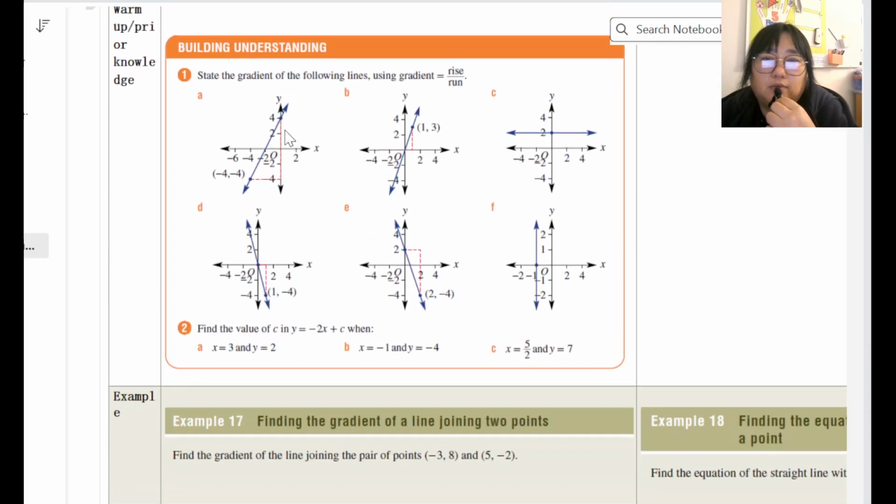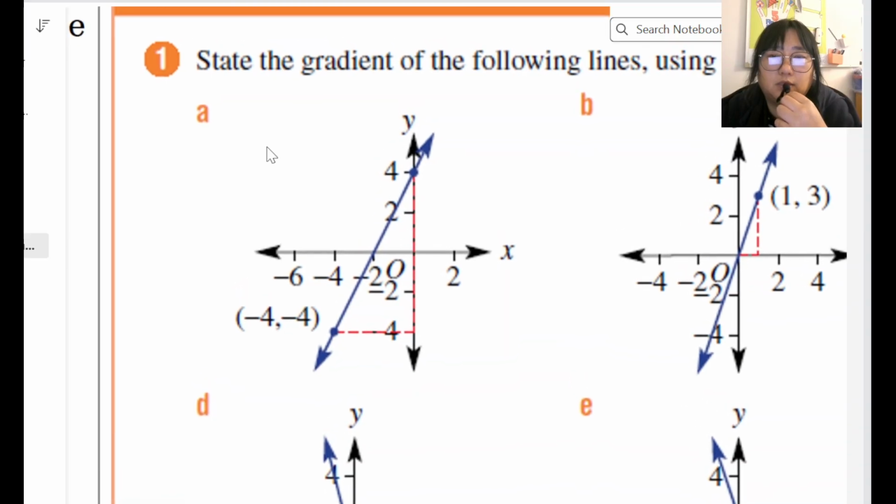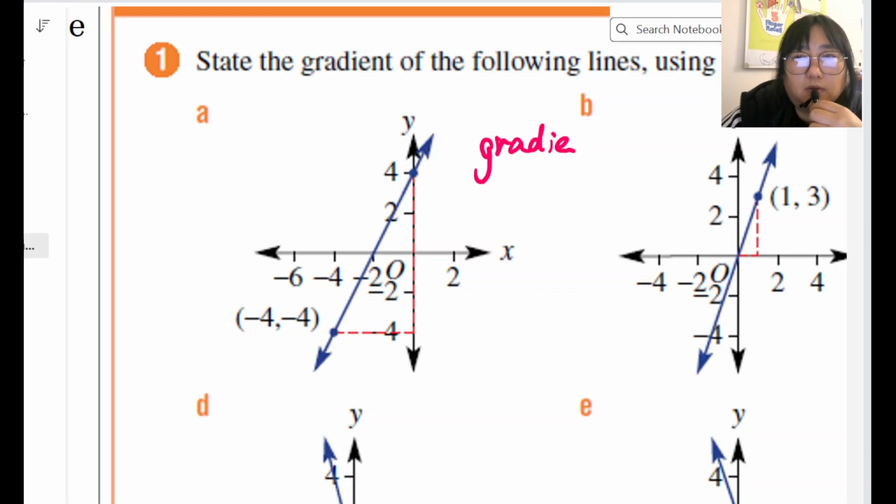So now we have a look here in question 1a. Can you find the gradient through 2 points? Because before that, you have to remember what the gradient formula is. So gradient will always be equal to rise over run.